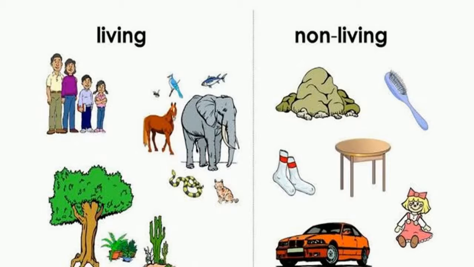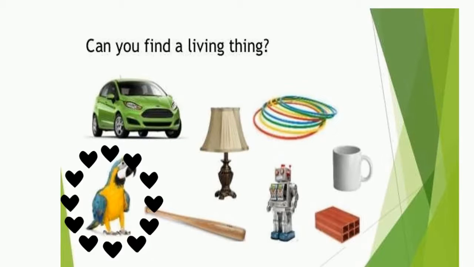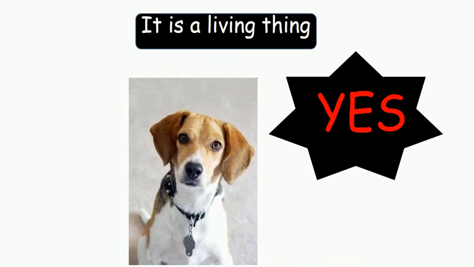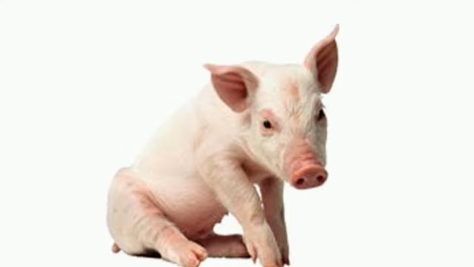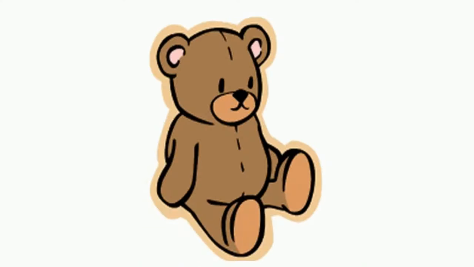Can you identify? Can you find a living thing in these given pictures? Yes, parrot is a living thing. Others are non-living things. Here, can you identify whether the dog is a living thing or non-living thing? Yes, it is a living thing. Is pig a living thing or non-living thing? Yes, it is a living thing.